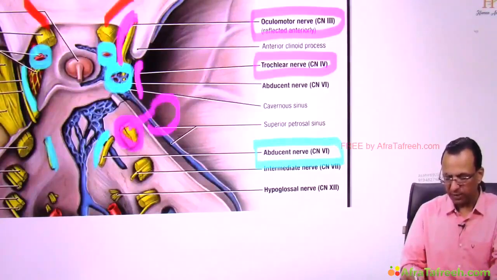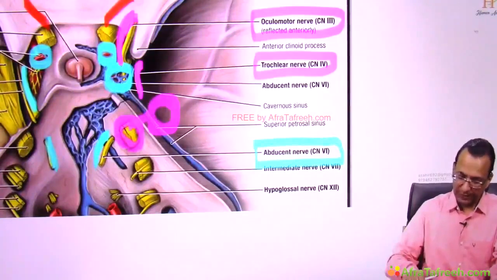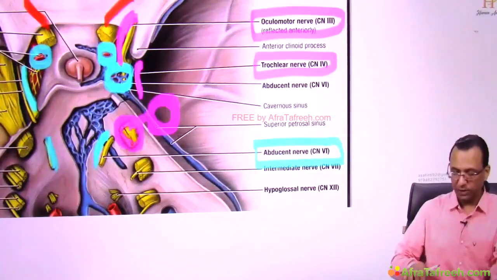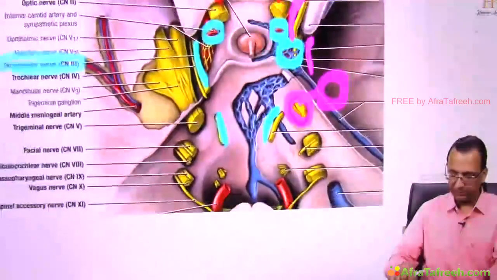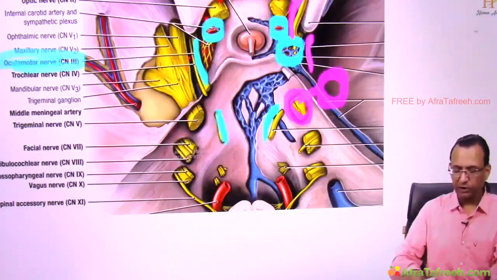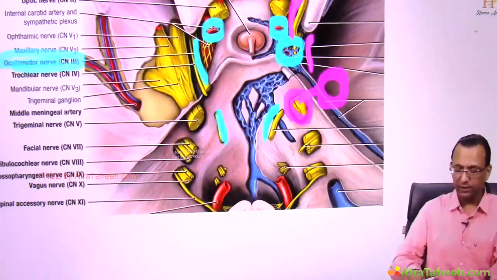Forming some ganglion at the floor of the middle cranial fossa. That nerve is the largest cranial nerve, the trigeminal nerve. It gives three branches, namely 5-1 the ophthalmic nerve, 5-2 the maxillary nerve, and 5-3 the mandibular nerve.